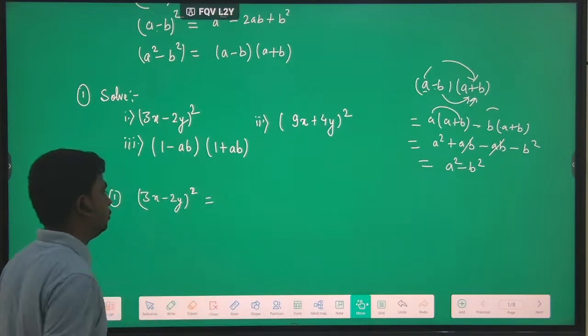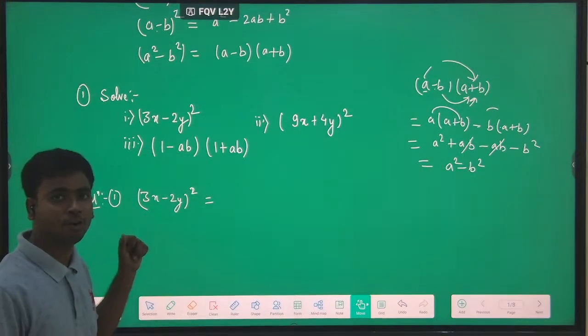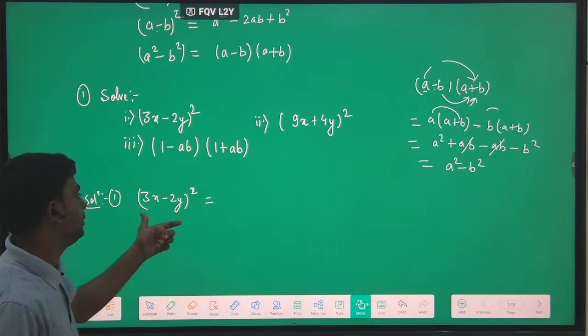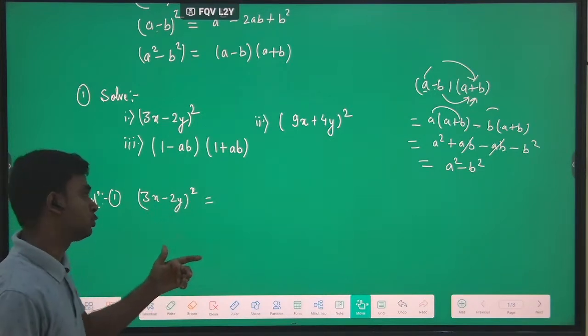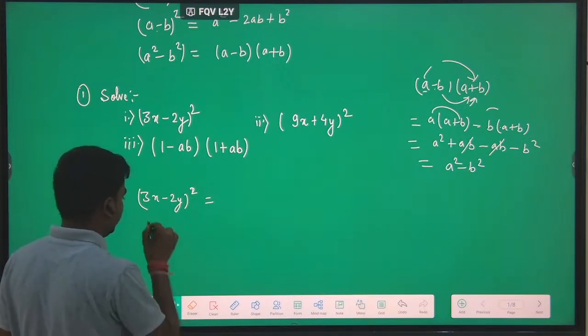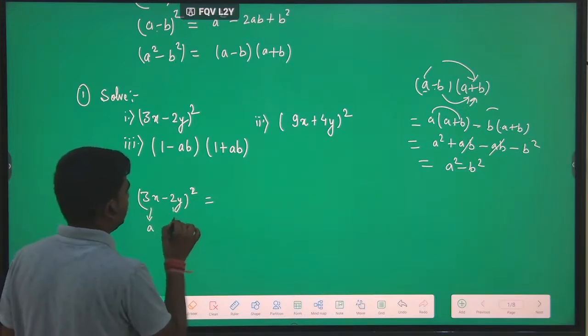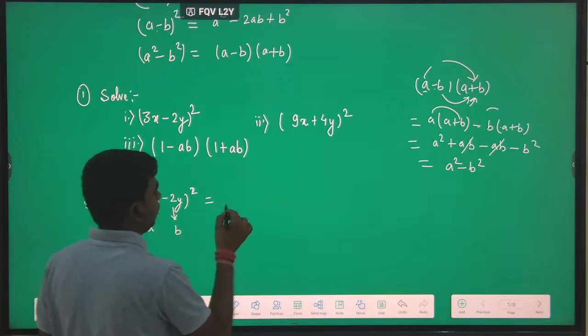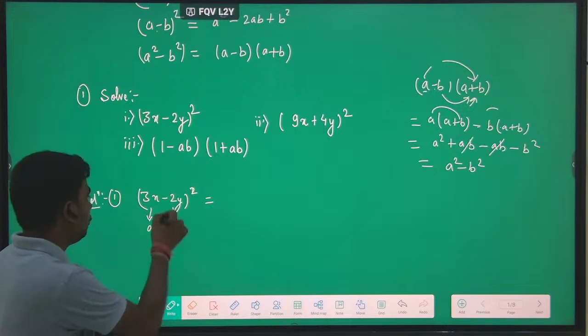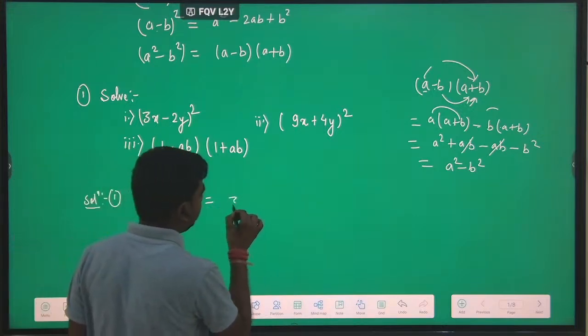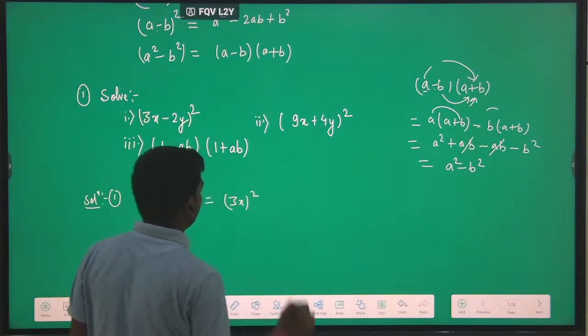To find out the value, first of all, we have to apply the formula. A minus b whole square is a square minus 2ab plus b square. So what is our a? Our a is 3x and our b is 2y. In the formula, the first term is a square. What is our a? 3x. So it will be 3x to the power 2.